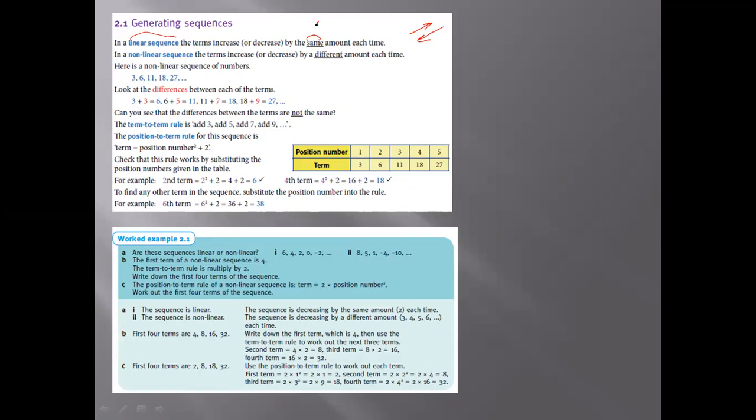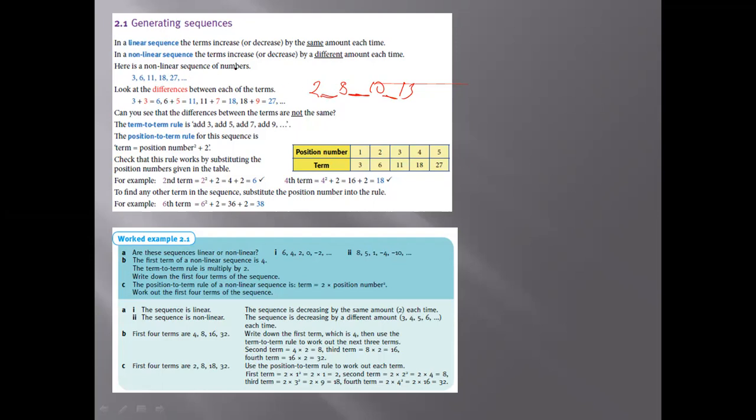For example, 1, 2, 3, 4 is increasing by 1, the same amount. Or it's decreasing: -1, -2, -3, -4, decreasing by 1, and the amounts are the same. It's a linear sequence. In a non-linear sequence, the terms increase or decrease by different amounts each time. For example, 2 and 8, and 10 and 13. The differences are not the same. It's increasing, but the differences are not the same.